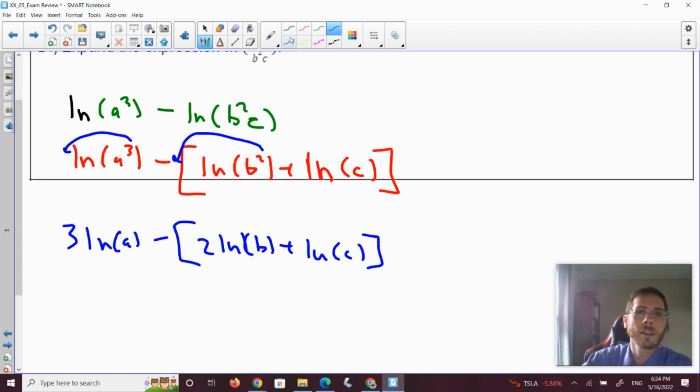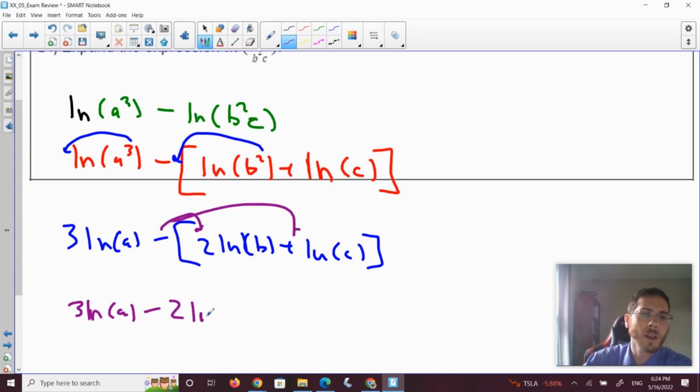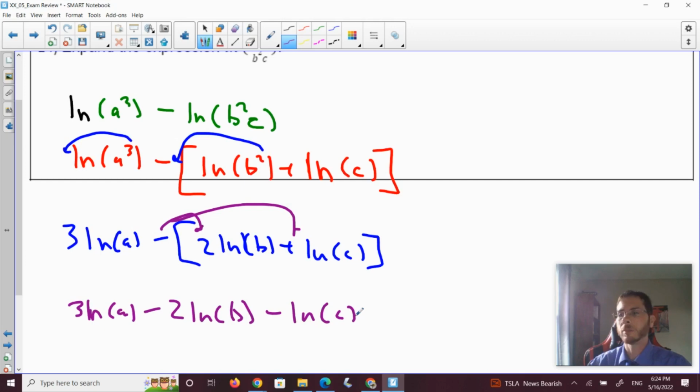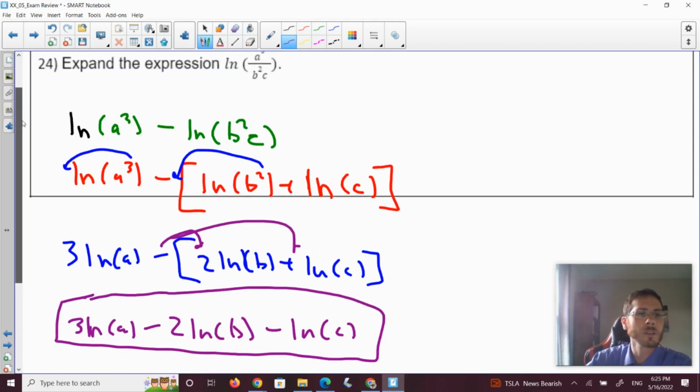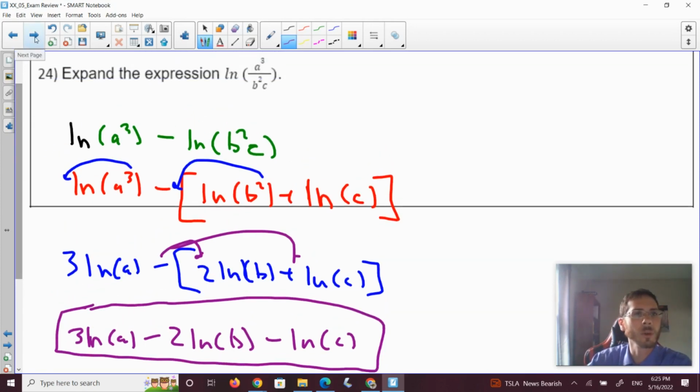I have a negative sign, 3 ln of a minus 2 ln of b minus ln of c. And that's going to be my final result. So that looks pretty good. So again, we're just using all those rules for expansion for the logs. That's what we got for 24.